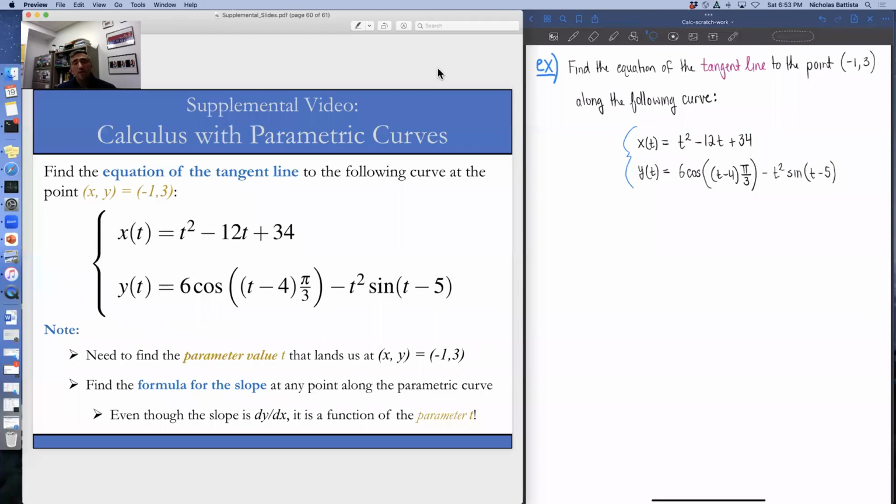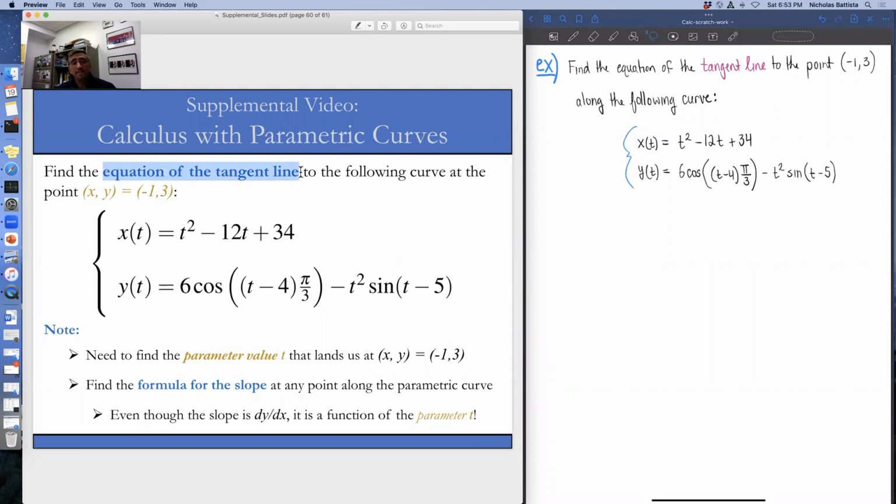In this video, we want to find the equation of the tangent line to the point x is equal to -1 and y is equal to 3 along the following parametric curve. So we're told the x and y value of a point along that curve, and we want to find the equation of a tangent line to that point.